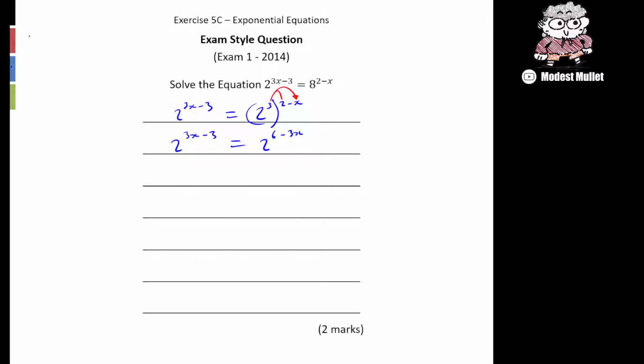equal to each other. It implies that the exponents have to be the same, so we get 3x minus 3 needs to be equal to 6 minus 3x. Bring 3x on the right hand side over, add 3 to both sides as well, so we get 6x is equal to 9, so we get x is equal to 9 on 6, which we can simplify to just 3 on 2. Okay, so that's that one.